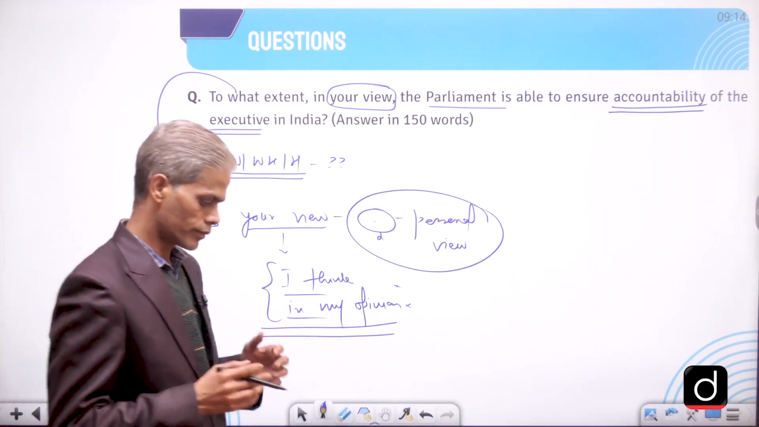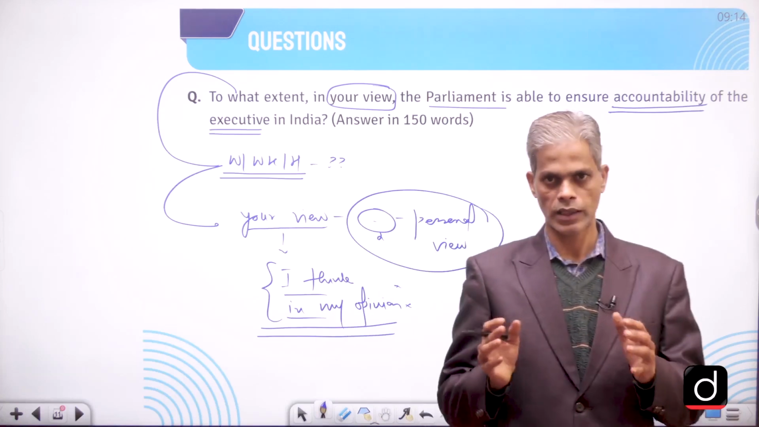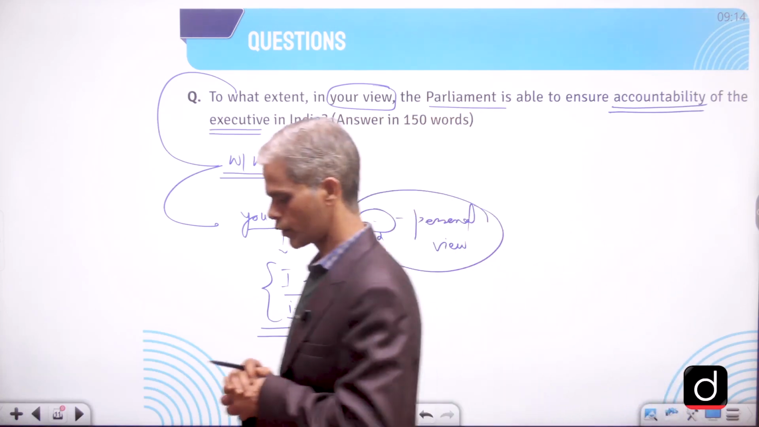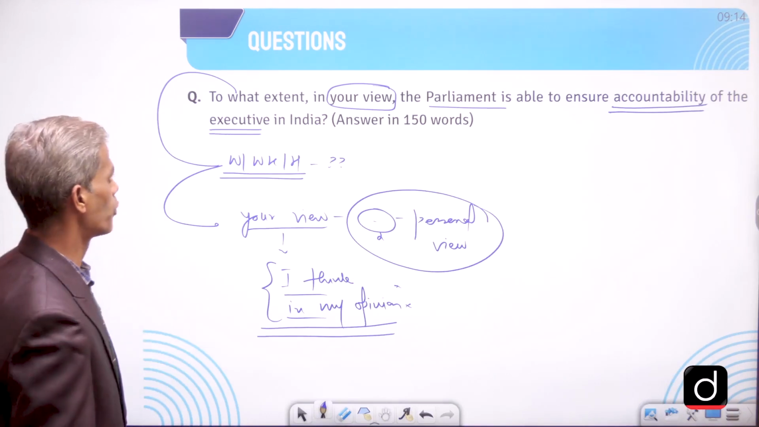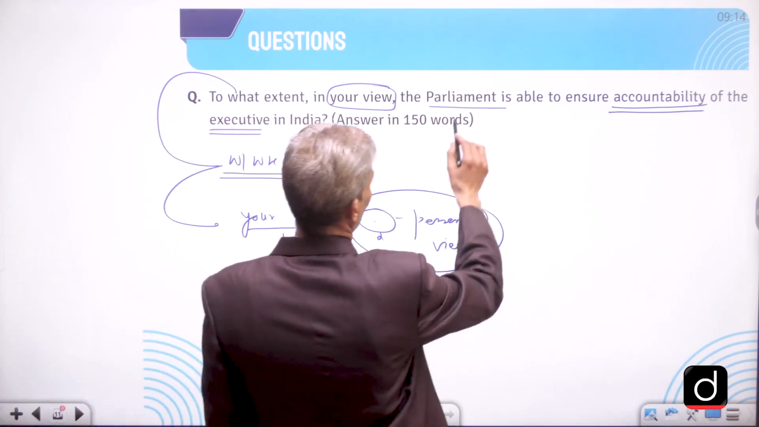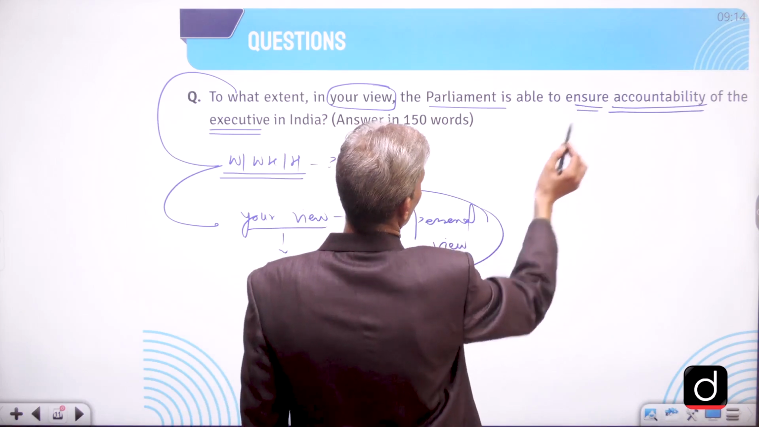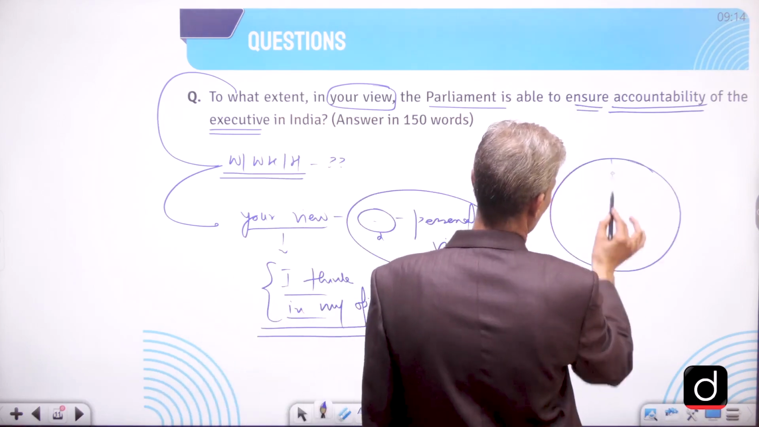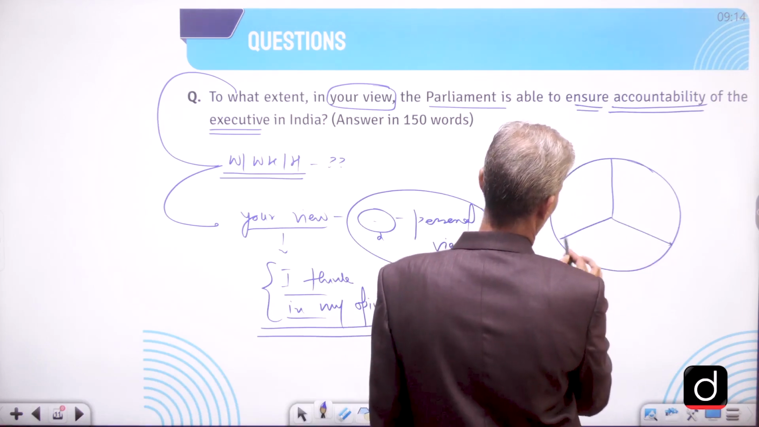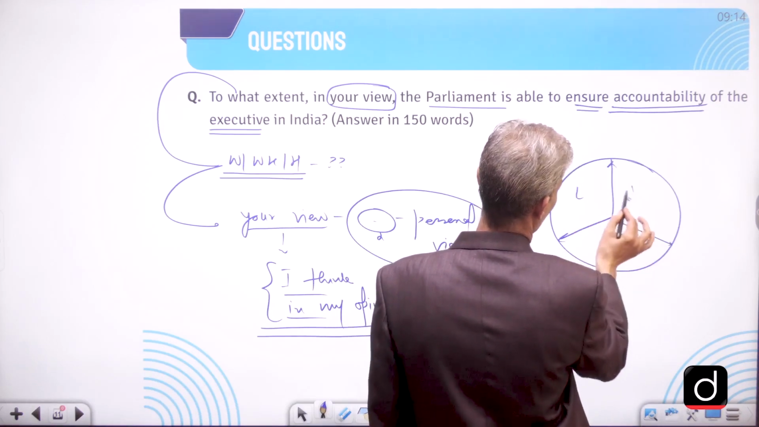We think that, or as per their opinion, or they think like that, something like that you can use. Don't go for exclusively writing I or me or in my opinion. Anyways, the parliament is able to ensure the accountability of the executive. That means this is a straightforward question which deals with the three important wings: legislature, judiciary and executive.